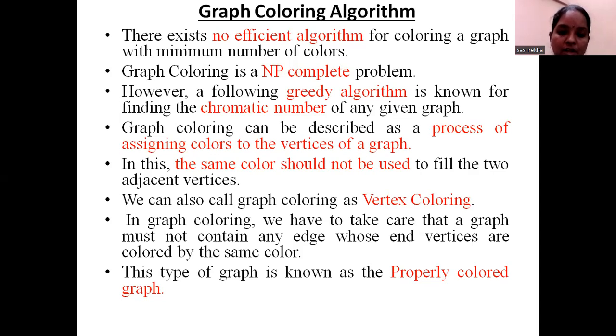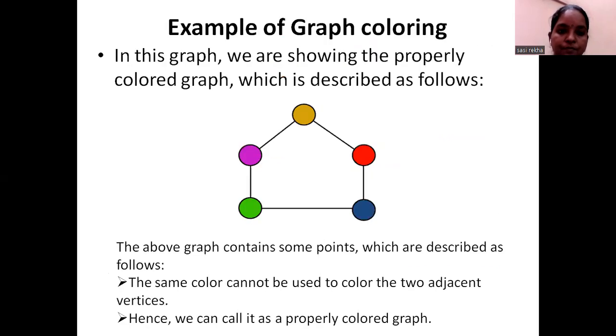And whenever you have perfectly colored your graph, that type of graph we call a properly colored graph. This graph coloring problem is also called the vertex coloring problem. We have to find out the chromatic number: how many colors you are using for coloring your vertices in order to satisfy those conditions. That we call the chromatic number.